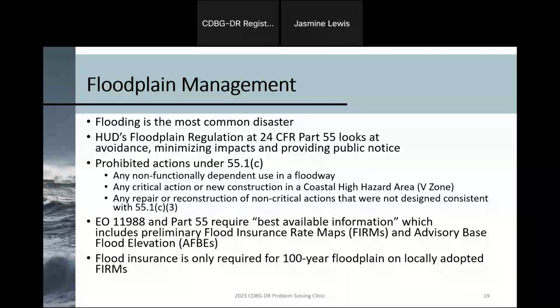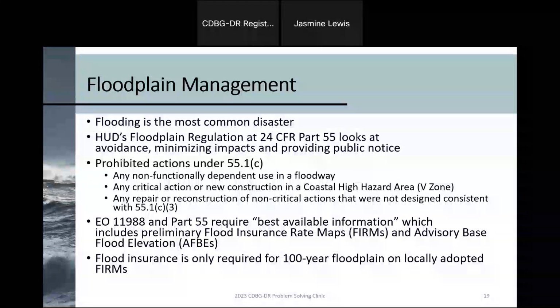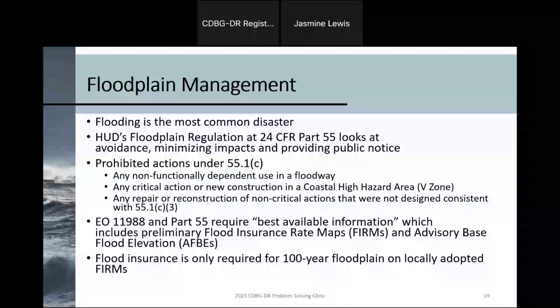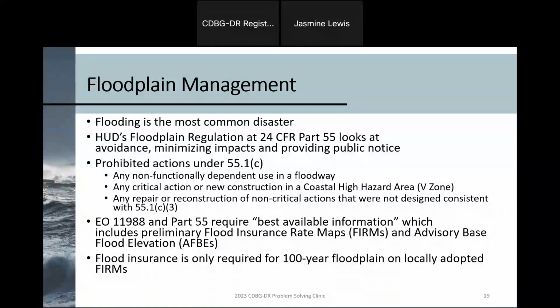So how do you evaluate your floodplain? What are you using to identify if you are or are not in the floodplain? That's outlined in Executive Order 11988 and also Part 55, where you are required to use the best available information to you. This is often utilizing your flood insurance rate maps, or FIRMs, and also advisory base flood elevations. But that's not to say that you may not have more up-to-date mapping from your local city, your county, or your state that has better updated information.